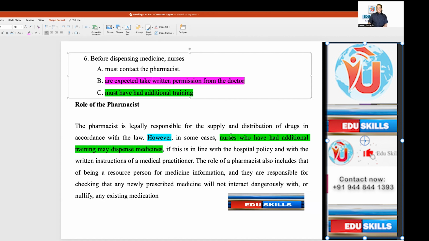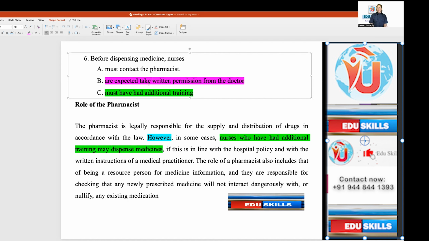Nurses who have had additional training may dispense medicines. Nurses who have had means must. Already had, definitely. Who have had, that's why must has come there. Have had additional training may dispense medicines. I just wanted to see whether you would identify this mistake here. So before dispensing medicine, nurses are expected to take written. See, you cannot speak that way, no? Are expected to take written permission and must contact the pharmacist.